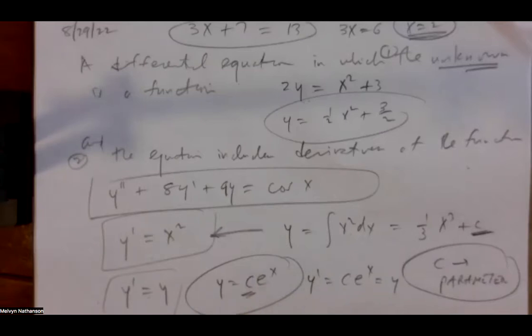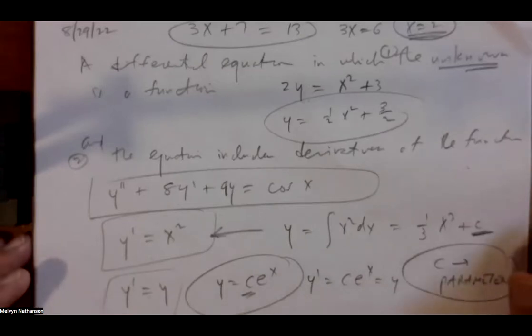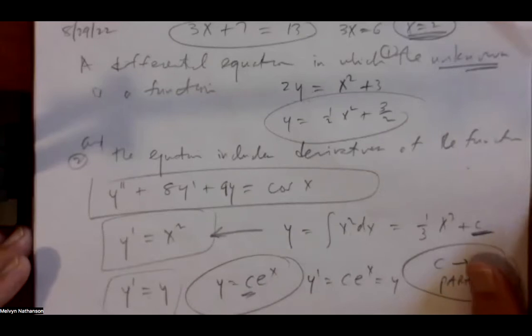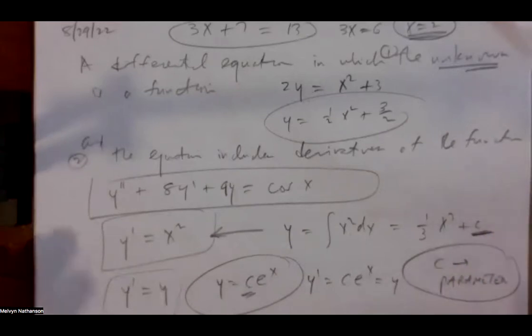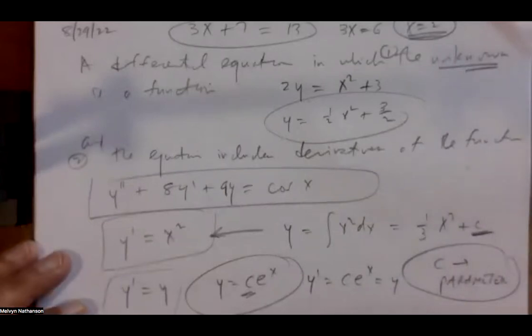So typically, when you're looking for the general solution of a differential equation, it involves one or more arbitrary parameters. And for every choice of those parameters, you get a particular solution. But the general solution typically involves some parameter.